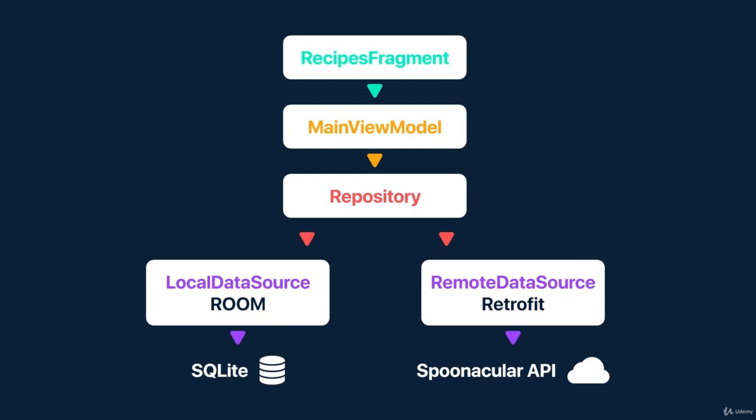After we have created the remote and the local data source, we will create a repository in which we are going to inject those two data sources, and that way we will separate the repository logic and our code will be even more maintainable. So that's it for this video, and you will see all of that in action when we actually start implementing offline caching.